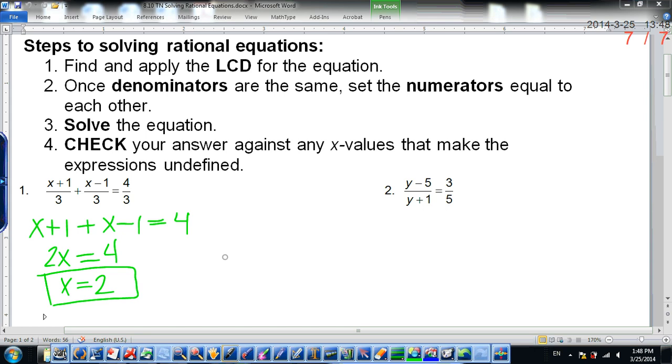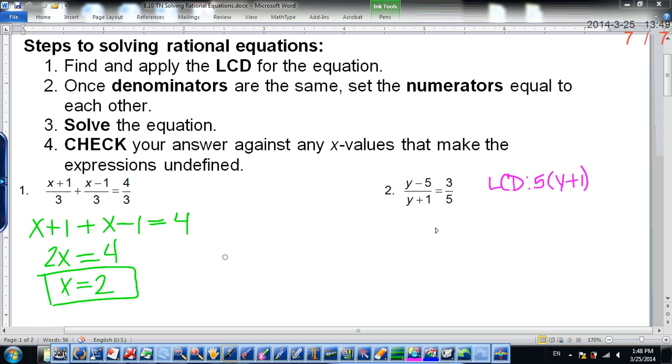y minus 5 over y plus 1 is equal to 3 over 5. This is an equation that you learned how to solve back in Algebra 1 and geometry using something called cross multiplying. The reason cross multiplying actually works is because you are basically clearing your fractions or getting a common denominator. So look at your two denominators, y plus 1 and 5. Would you agree that our LCD would be 5 times y plus 1? Yes.